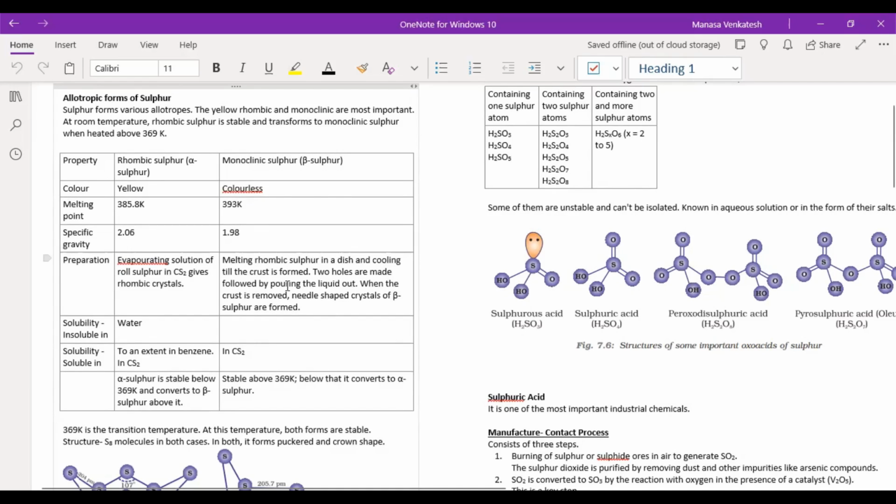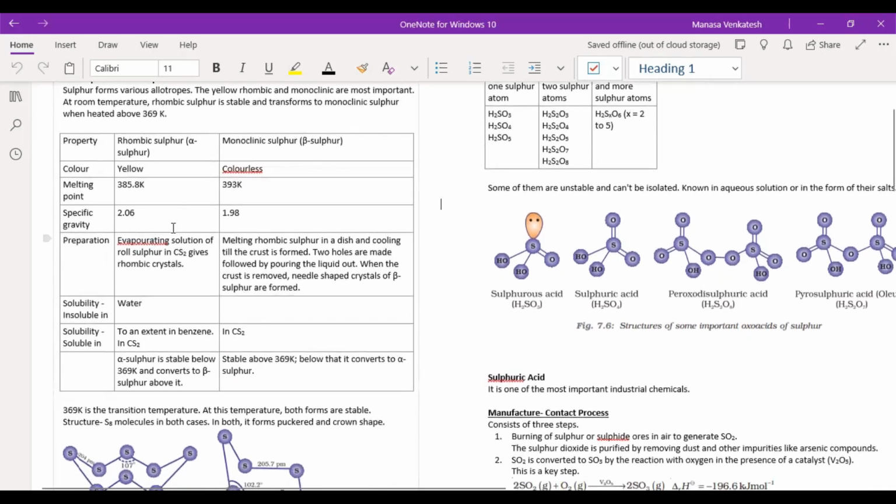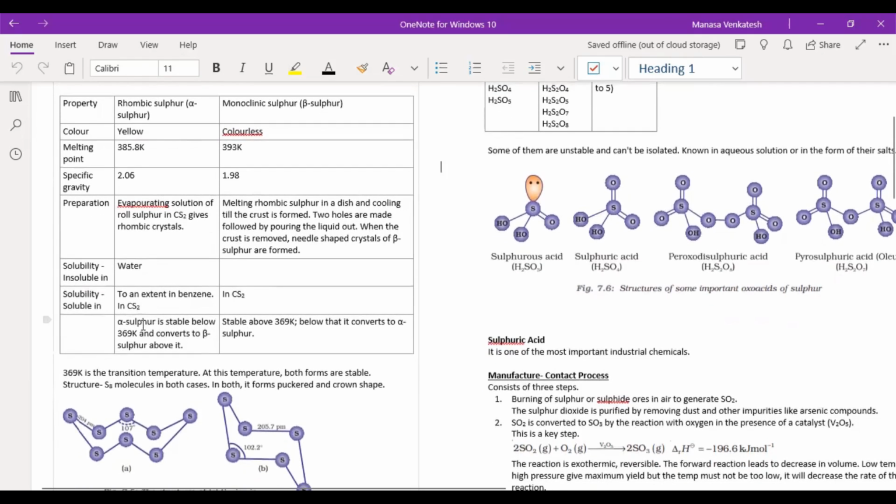And at the bottom, you'll see the needle-shaped crystals of beta sulfur, or monoclinic sulfur, being formed. Rhombic sulfur is insoluble in water, and it is to an extent soluble in benzene and carbon disulfide, whereas monoclinic is soluble in carbon disulfide. Alpha sulfur is stable below 369 Kelvin, and above 369 it will get converted to beta sulfur.